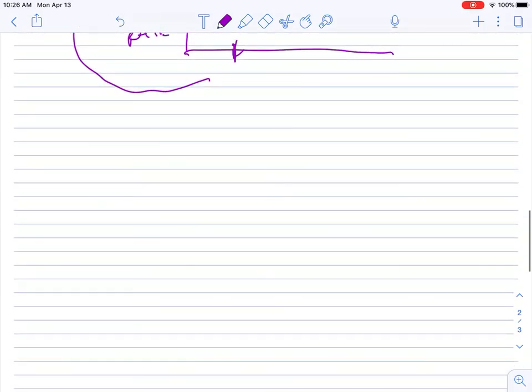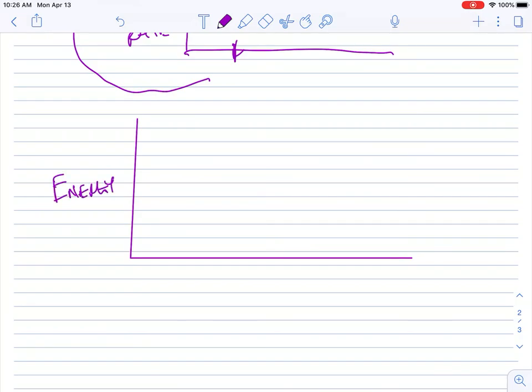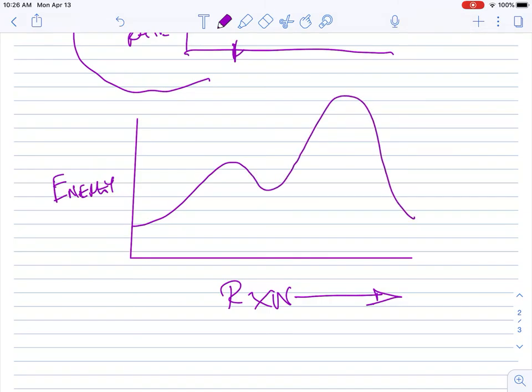All right, make sure that you can understand these energy diagrams, where you have energy here and the reaction proceeding like this. Let's say you might get something like this, and be able to tell me what's going on with this.